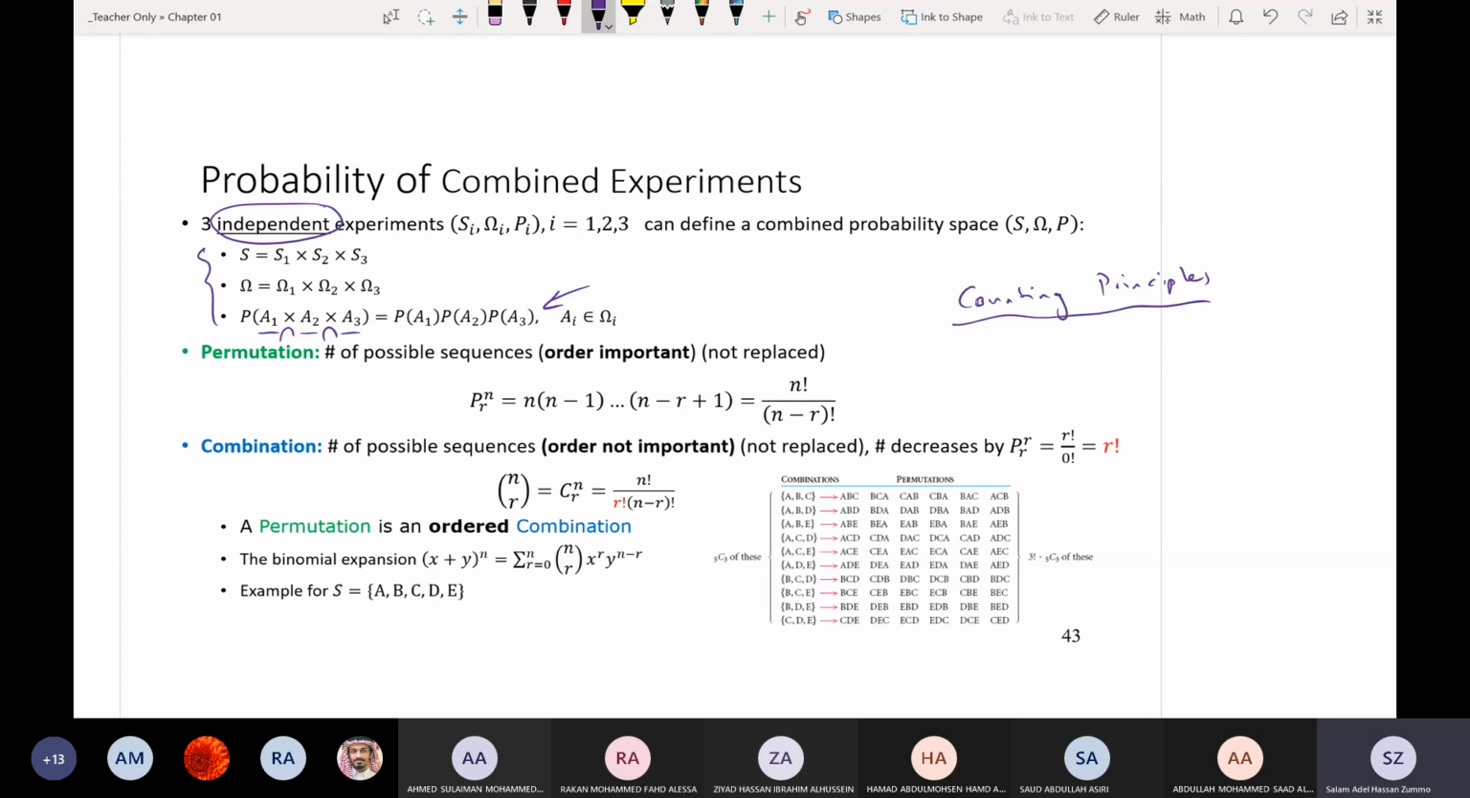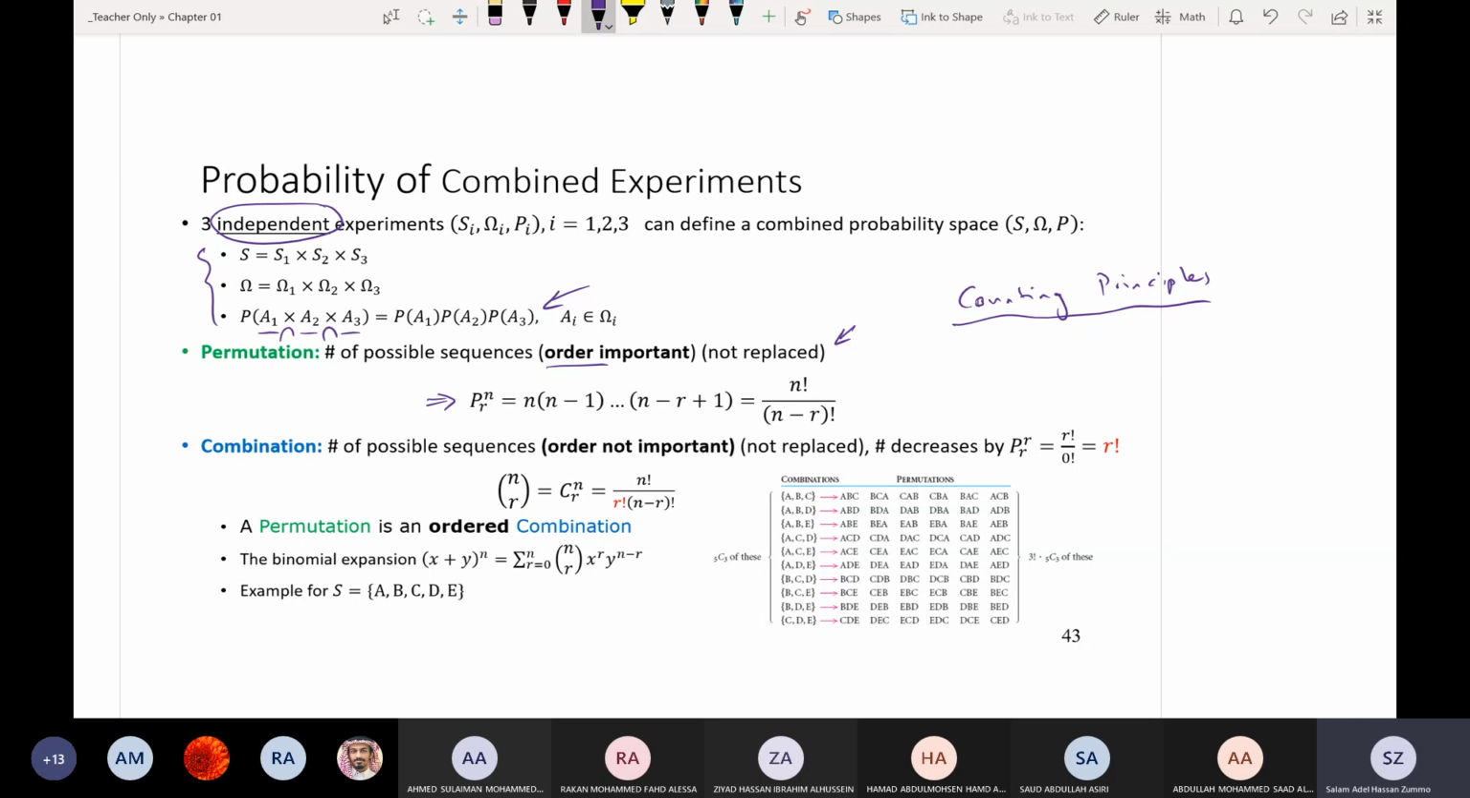The permutation is the number of possible sequences, with the order being important. Here, without replacement. Both the permutation and the combination are without replacement. We'll give an example in a minute. So the permutation of n, we call it n permutation r, or we permute r among n.